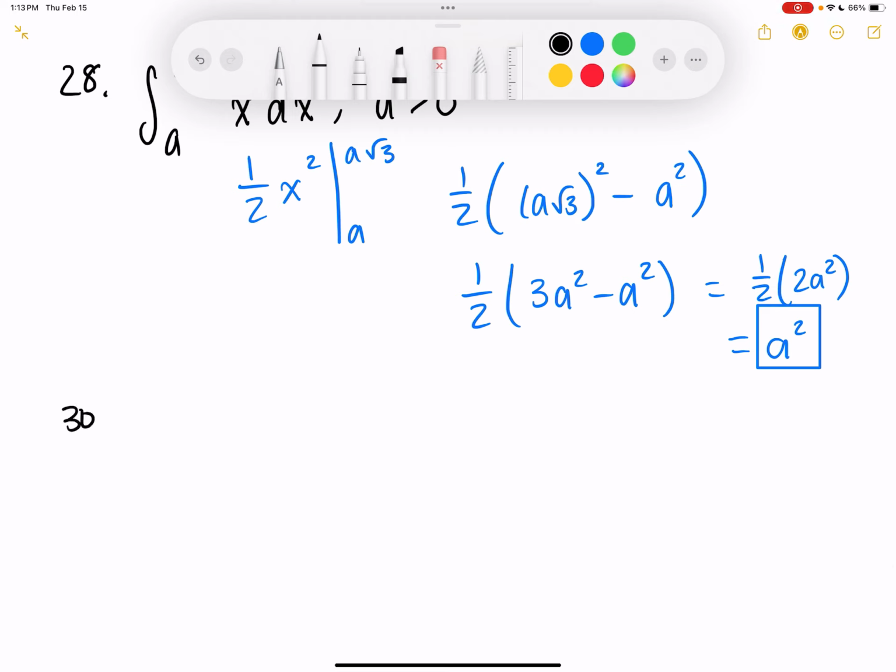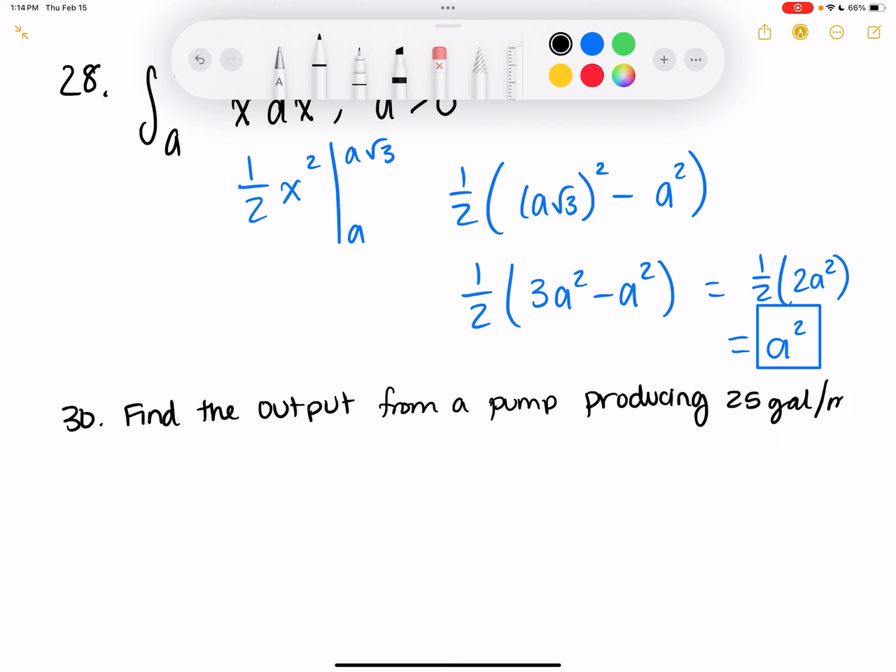Number 30 says find the output from a pump producing 25 gallons per minute during the first hour of its operation.